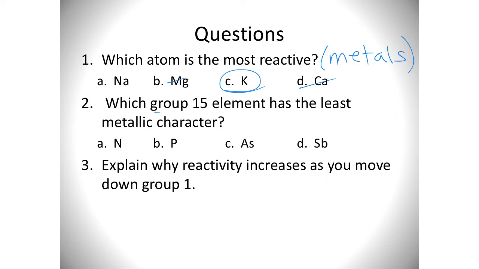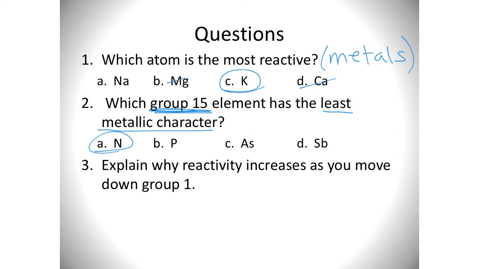Which group 15 element has the least metallic character? So basically what we want to do is look at our periodic table, see what in group 15 is the furthest from the metals. So the furthest from the metals would be nitrogen. And nitrogen is not very metallic at all because it's a nonmetal.